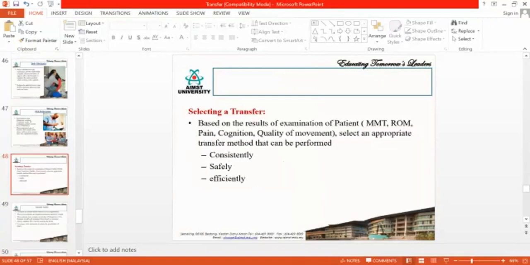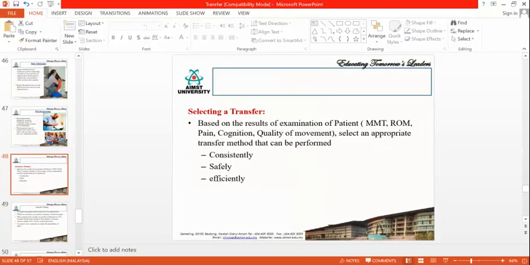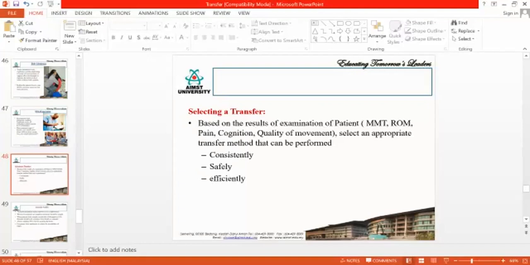Okay. Then third is selecting a transfer. As I said, whenever you are selecting the type of transfer, we need to select according to the ability of the patient. So first you need to see what is the ability of the person: whether the patient's cardiac system is good, whether the respiratory system is good, whether the musculoskeletal system is good, like range of motion, mobility, muscle strength, muscle tone. All these are very much important. So based on this only, you have to select the type of transfer.